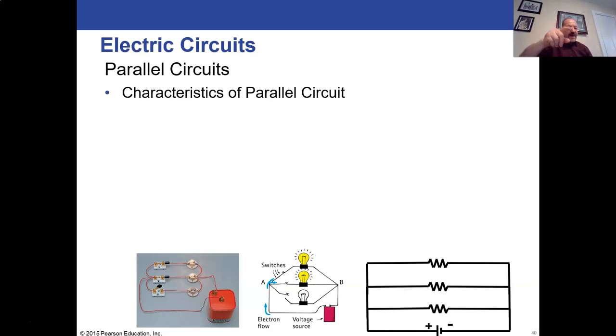So you can trace the battery's wire through the first lamp and then back to the battery, or you can trace from the battery to the second lamp and then back to the battery, or you can trace the battery to the third lamp and back to the battery. But you never will trace from one lamp to another. They're all on separate circuits connected to the battery.